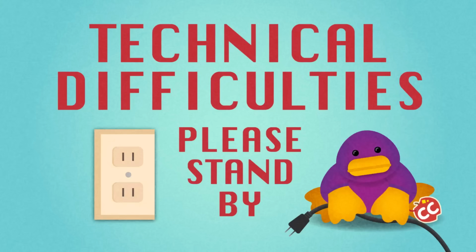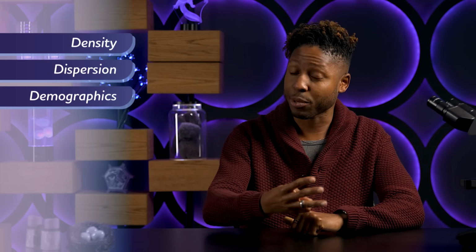Enter the 3 Ds of measurable population-related features: diners, drive-ins, and... Who let Guy Fieri edit this? Wait, cut! So that would actually be density, dispersion, and demographics.